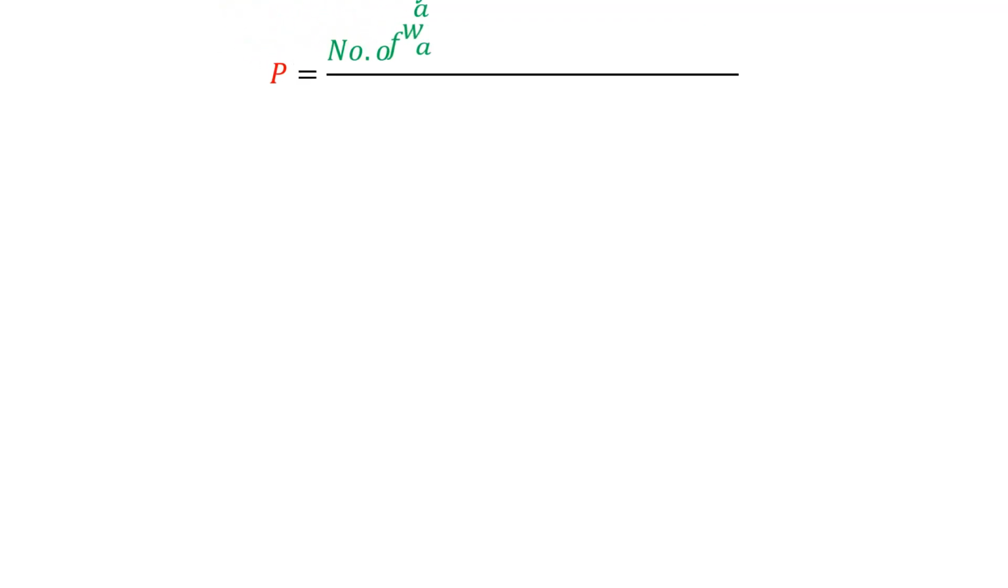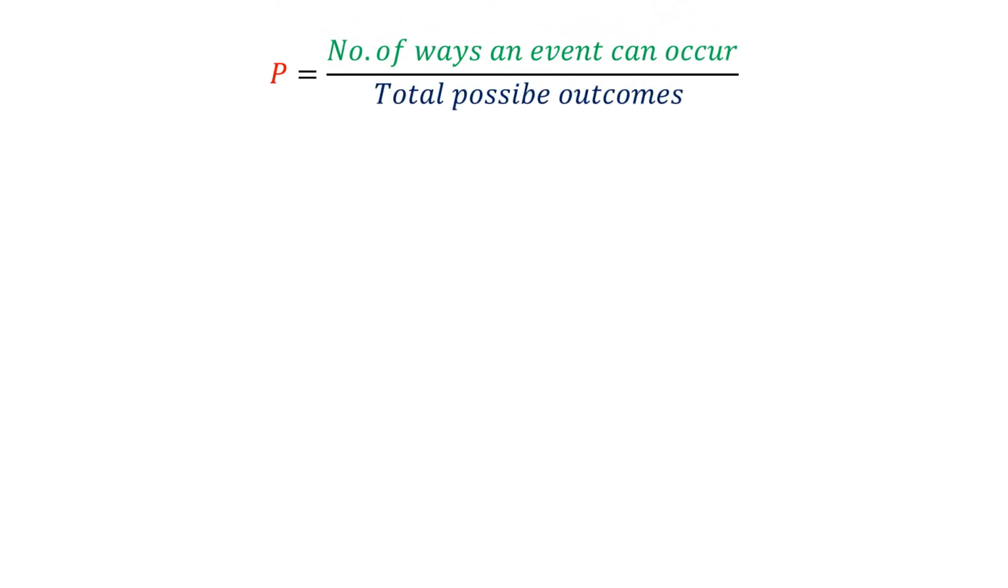How can we define a probability? Let's call a probability P. The probability of an event occurring is equal to the number of ways an event can occur divided by the total number of possible events.